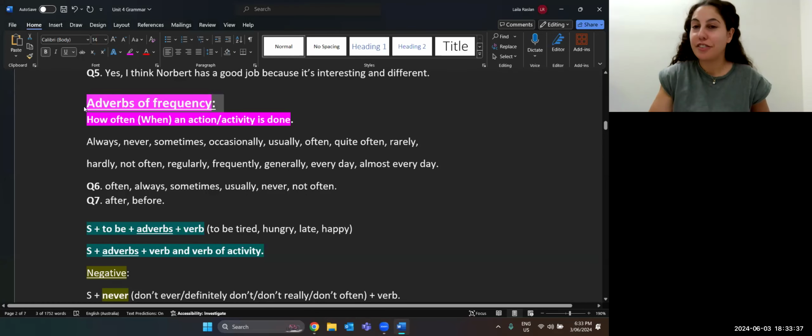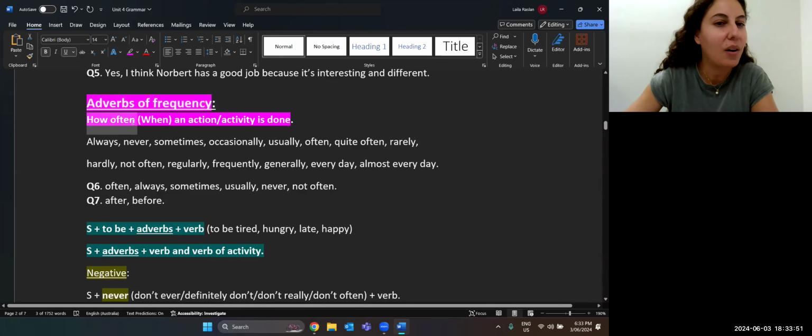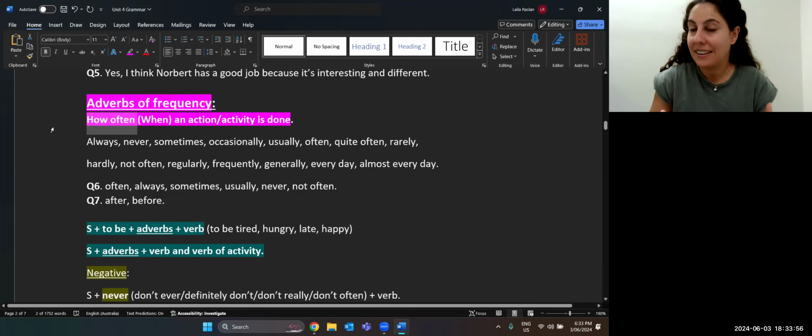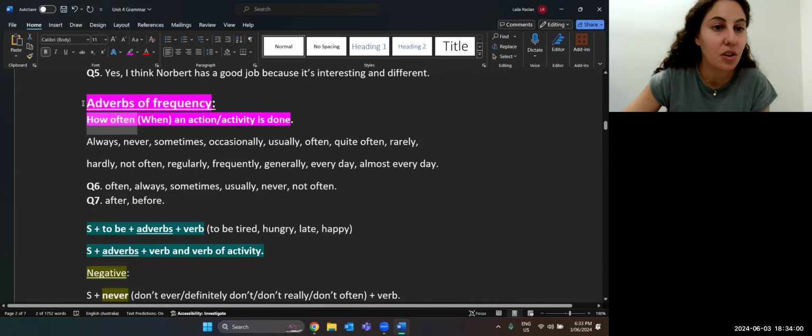Adverbs of frequency. Before, we were talking about our hobbies and our free time activities. We said what we like to do and what we love to do. But we want to know how often. This means, when do you do your activity? When? So in English, it's called adverbs of frequency.